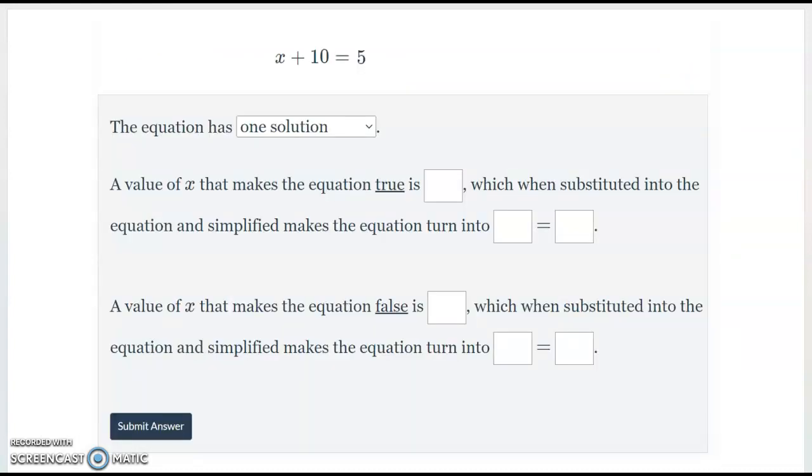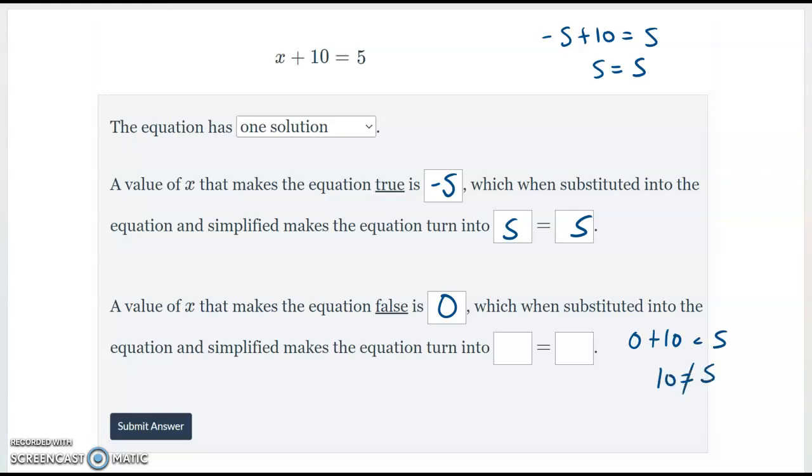So then when you check it, it says a value of x that makes the equation true. There's only one option here. You have to put the -5 in. So if you put the -5 in, -5 plus 10 equals 5. So the equation turns into 5 equals 5. Because there's only one solution, any other number will make this equation false. So you can choose anything there. I typically choose something easy to work with, like 1 or 0. And if I replace x with 0, 0 plus 10 is 10. 10 does not equal 5. That is not true. And so that's why 0 is not a solution there.